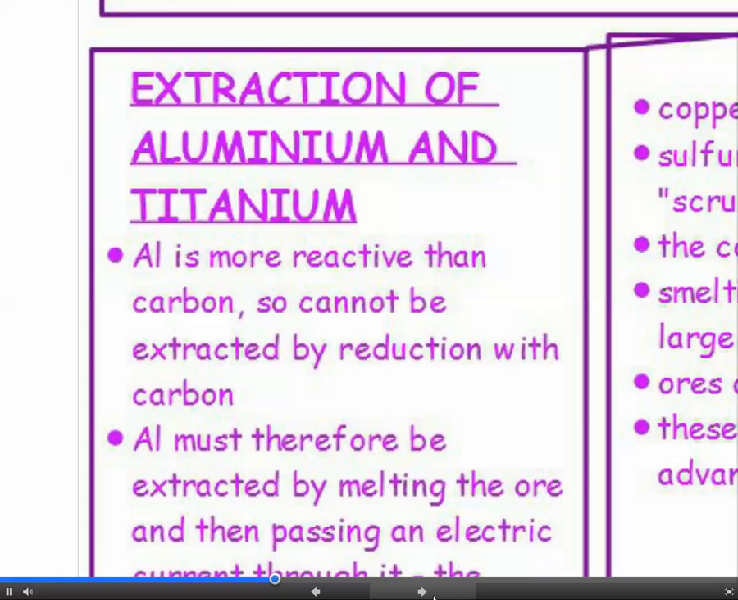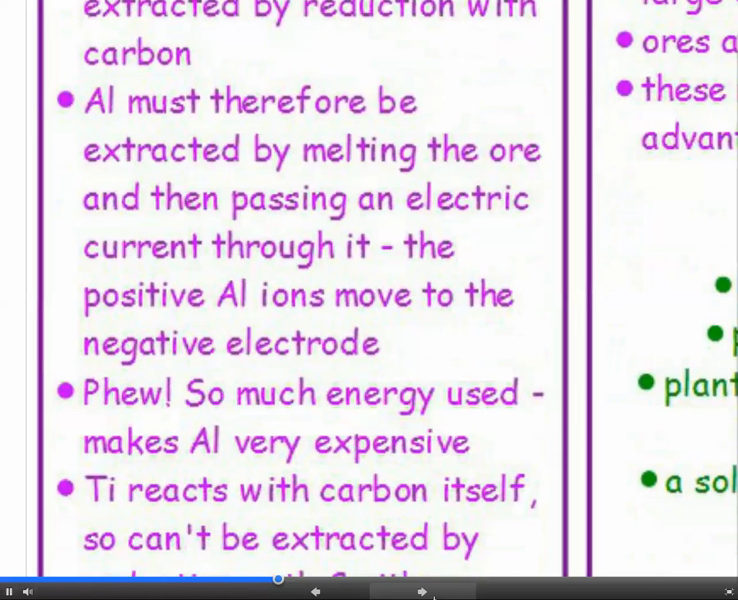So how do we extract aluminium and titanium? Now, aluminium is more reactive than carbon, so it can't be extracted by reduction with carbon in the same way that iron can. Aluminium must therefore be extracted by firstly melting the ore and then passing an electric current through it, so the positive aluminium ions move to the negative electrode. But there's so much expensive energy used in this process, firstly to melt the ore and then to electrolyse it. This makes aluminium a very expensive metal.